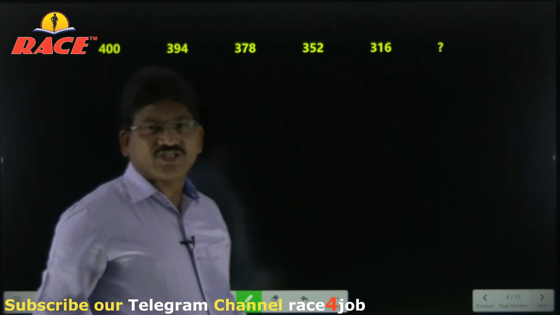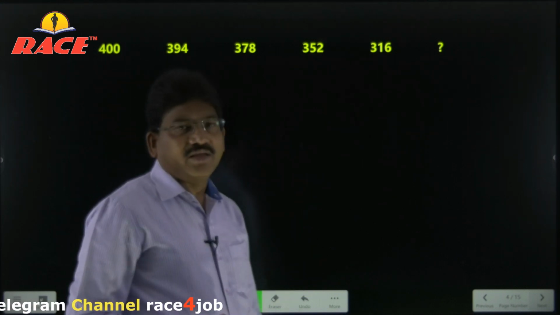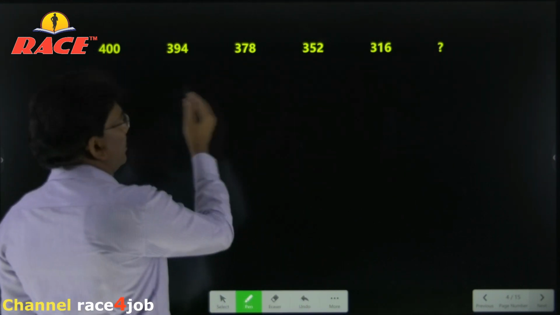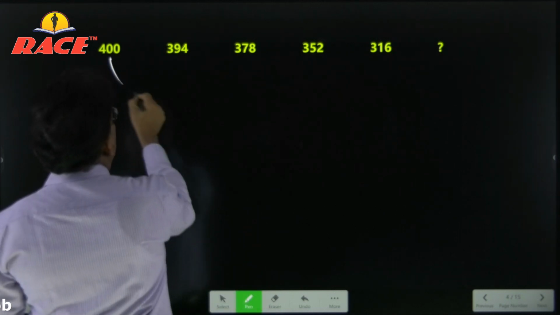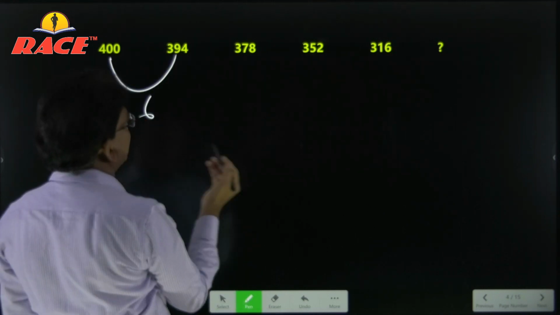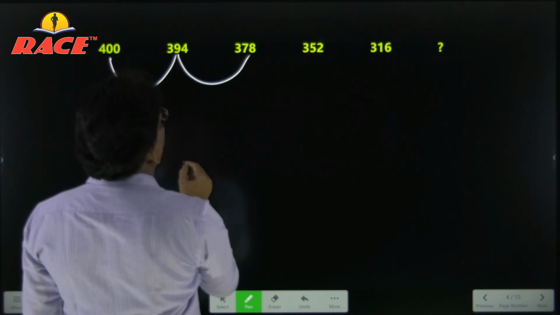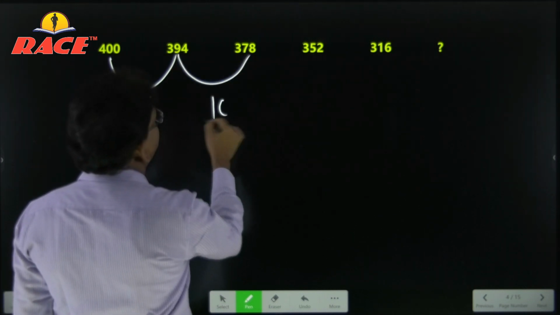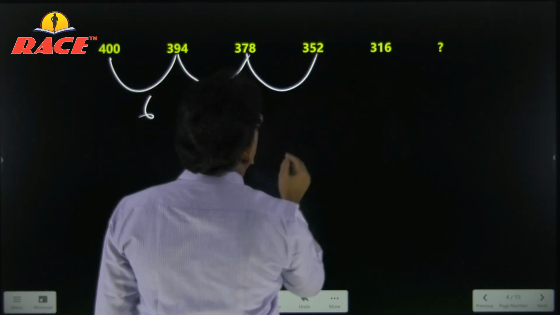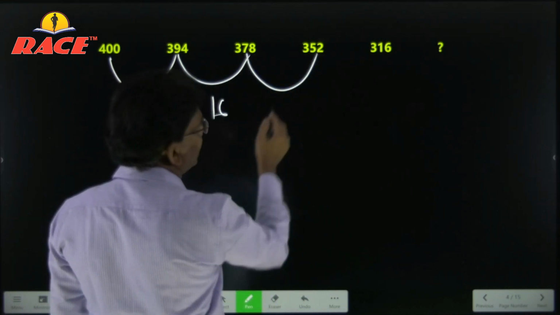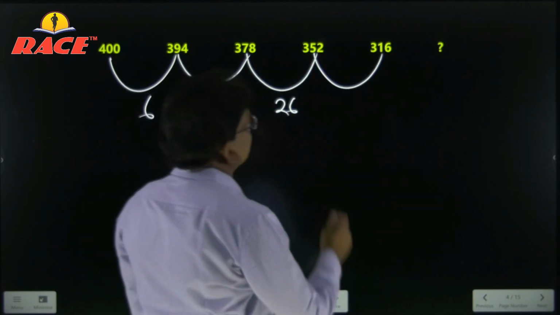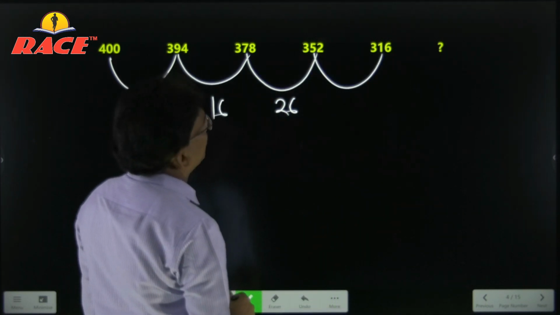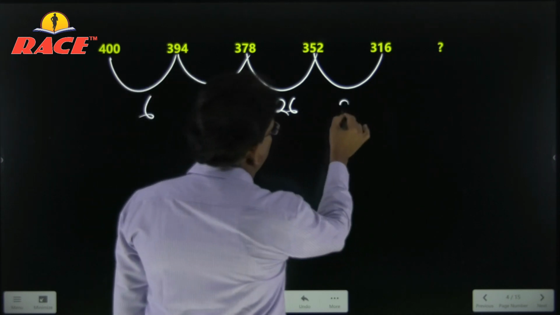Again, 400 and 316. Immediately you can go for the difference, because we are unable to get any relation between the numbers. The difference between 400 and 394 is 6. 394 and 378, this is 16. 378 and 352, 26. 352 and 316, this is 36.